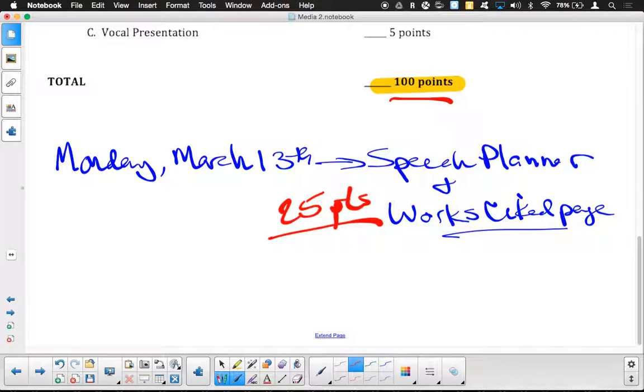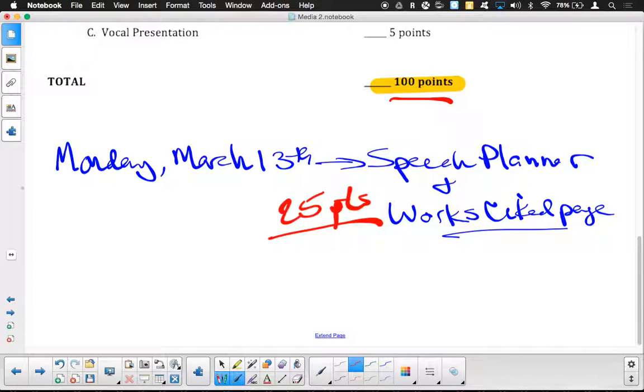So whether Stephen's going on Monday the 13th or maybe even Monday, March the 20th, I still get that speech planner or works cited page from him all on that same day. And that way, everyone's speech is kind of due at the same time, even if it's not getting presented on the same day. So we're having a separate works cited for this project?